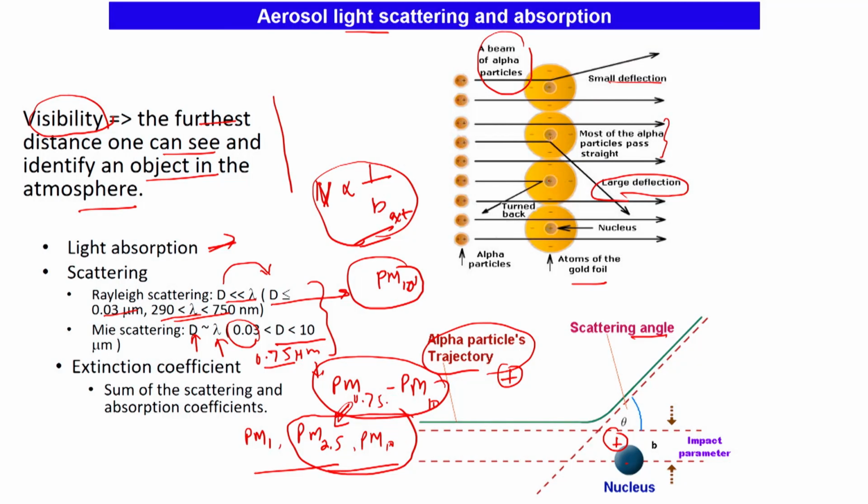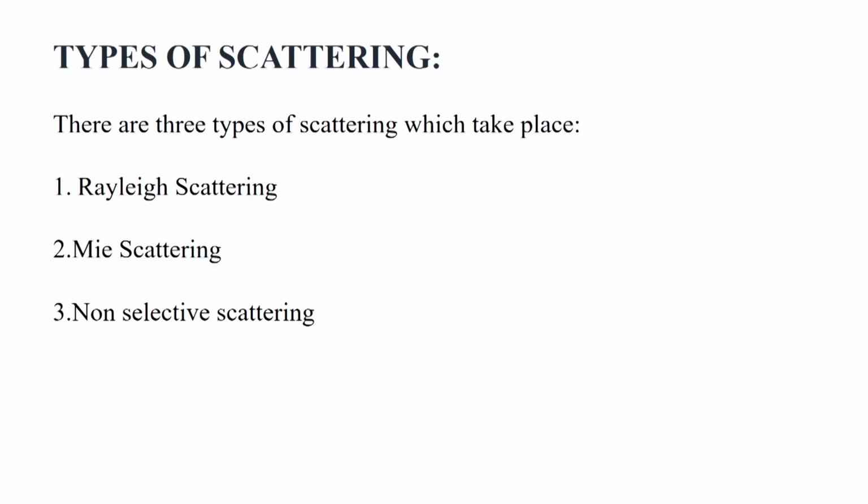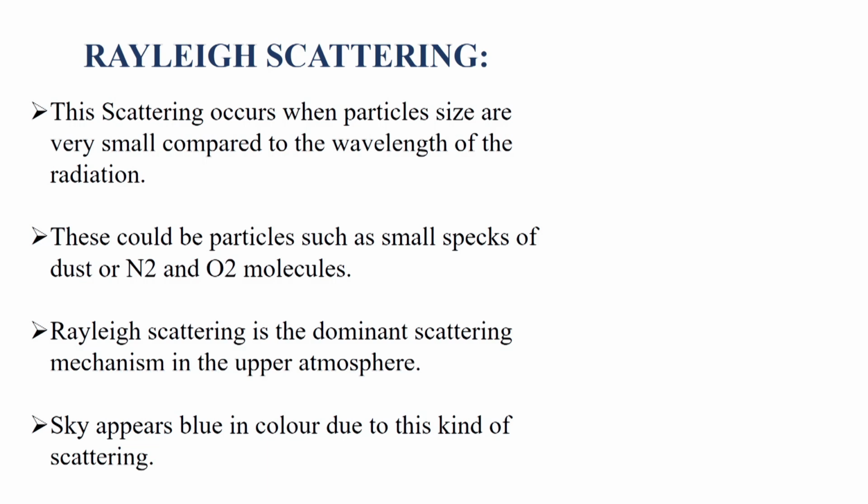Just remember these differences. Rayleigh scattering is because of the smaller size particles, and Mie scattering is because of the larger particles. And extinction coefficient, as I discussed, is the sum of the scattering and absorption coefficients. So I talked about Rayleigh scattering and Mie scattering. There can be another scattering, non-selective scattering, but let me brush through this one.